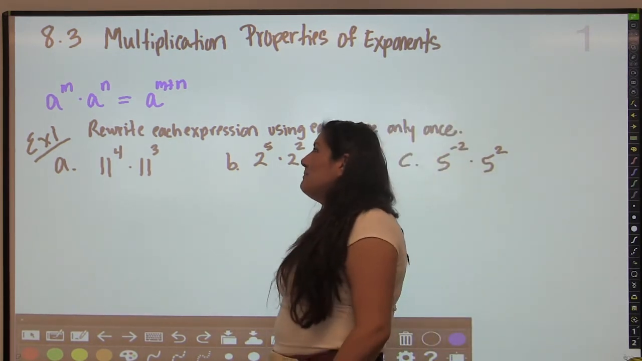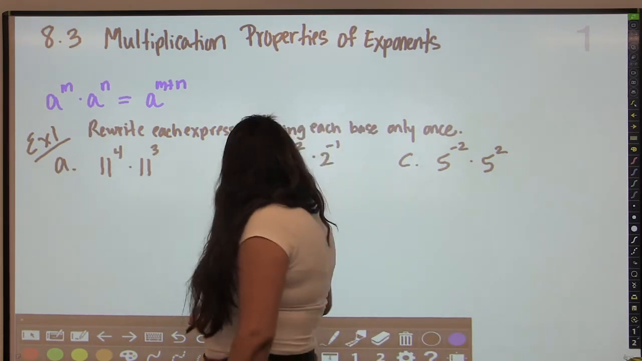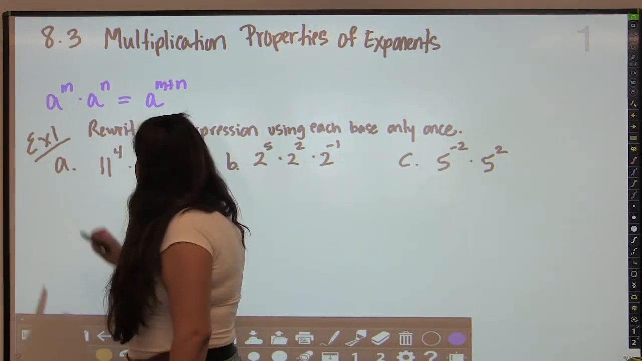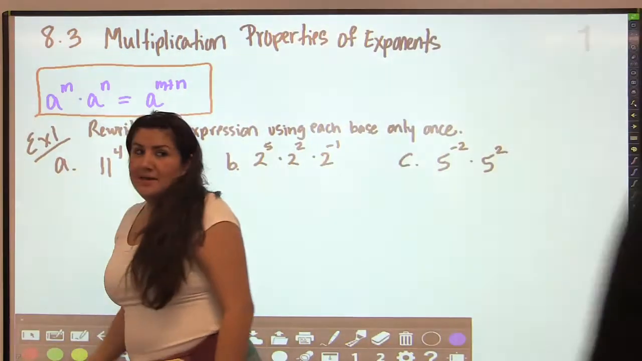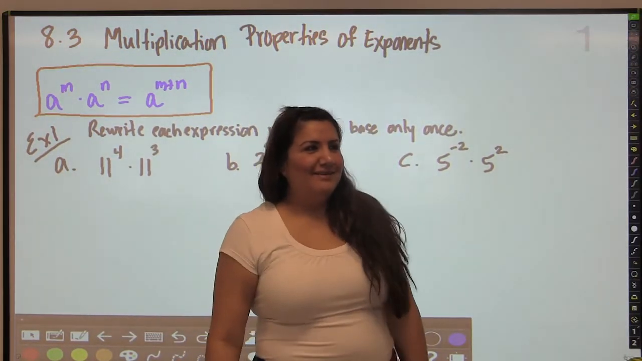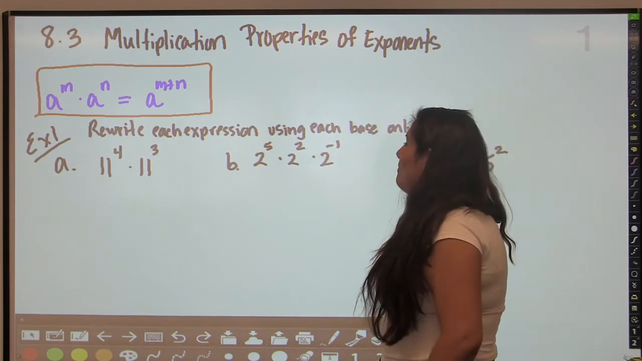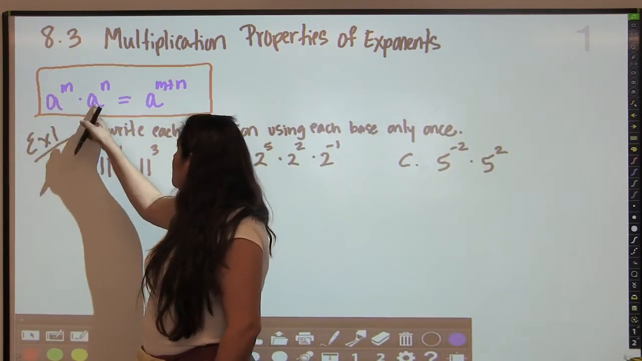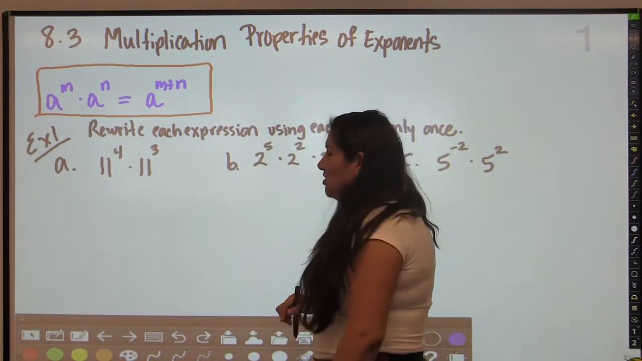Want to remind you that in the last video there was a whole slew of properties that you needed to know, and this is just a repeat, so you should already have this property. Basically, when you are multiplying two numbers where the bases are the same, you add the exponent. So I'm just going to give you some examples here, and we should be able to get through this fairly quickly.